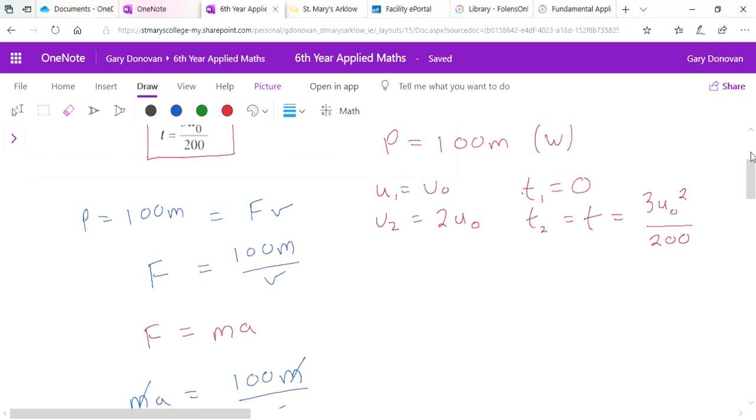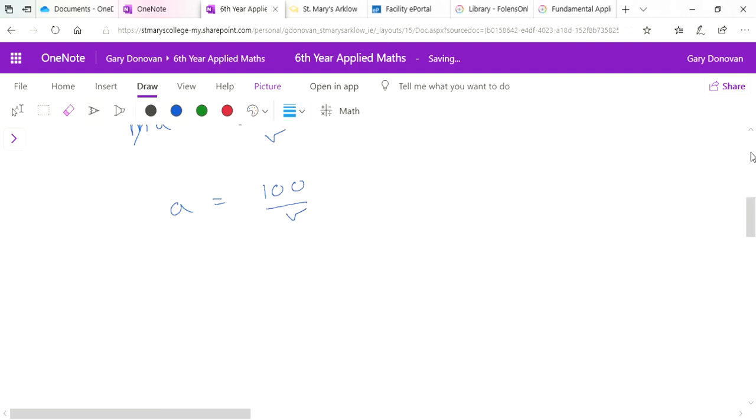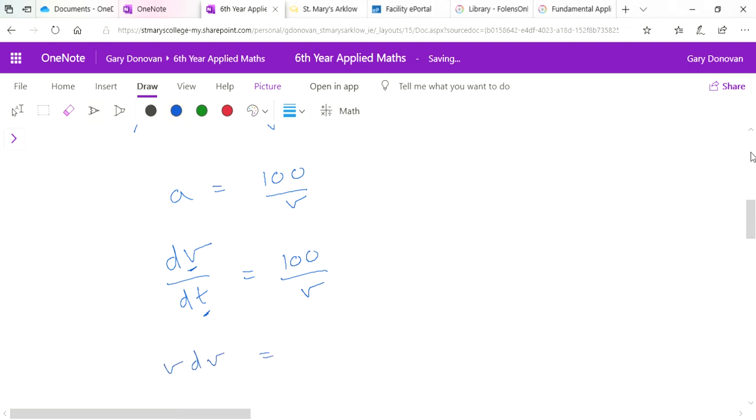So we're looking for a relationship between velocity and time. So that means instead of acceleration, we'll use dv dt, because these are the two variables that we're looking for the relationship between, equals 100 over V. Rearrange that and we get v dv equals 100 dt. I want to integrate both sides, and I'll take the 100 out because it's a constant. Our initial velocity was u0, our final velocity was 2u0, our initial time was 0, and our final time was t.